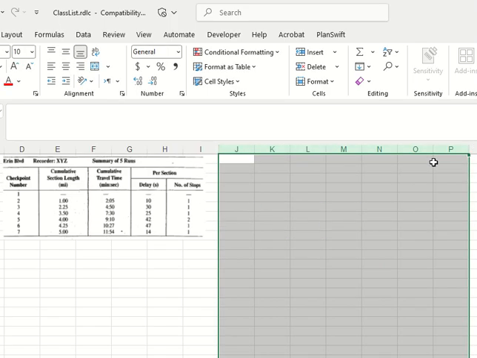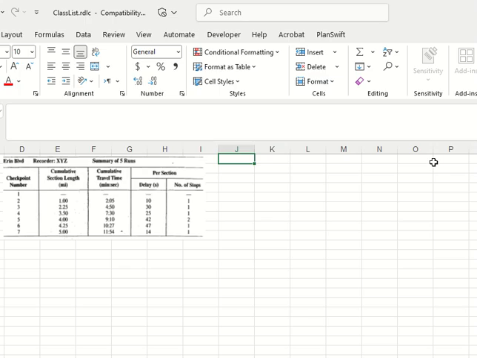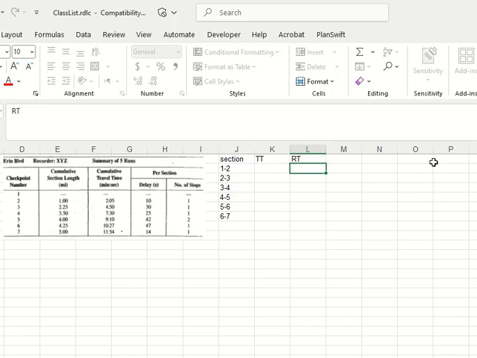First of all I will mix sections. Each section is between 2 points. So 1 to 2, then I have 2 to 3, then 3 to 4, then 4 to 5, 5 to 6, 6 to 7. Now for each section I need the travel time and the running time.